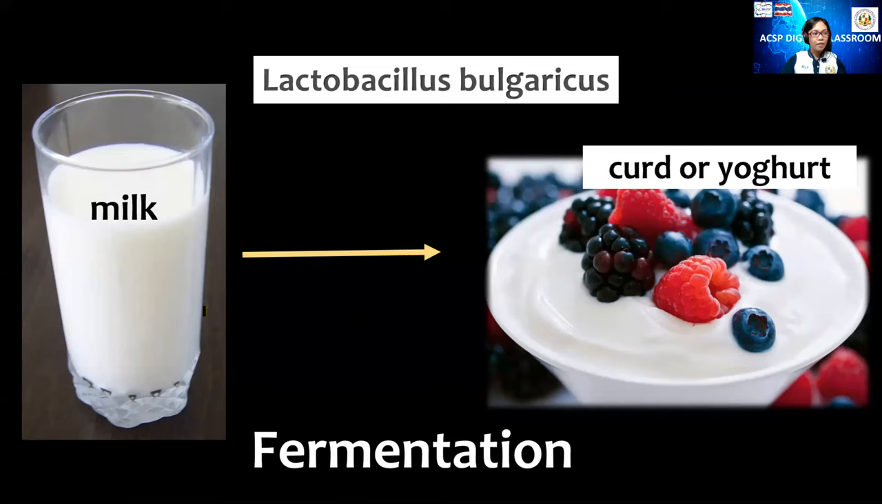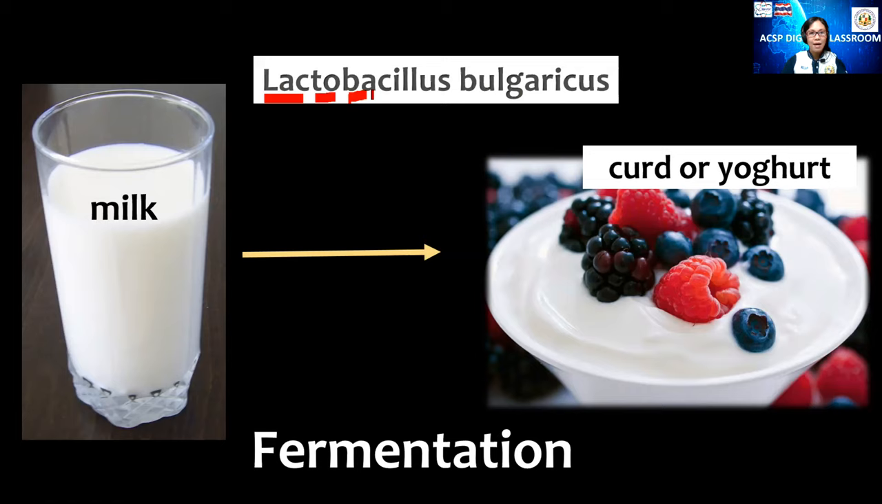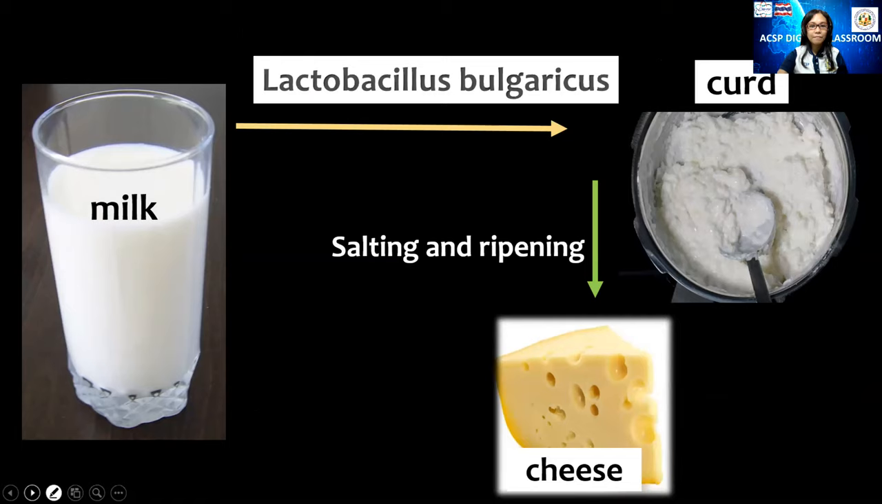And this lactic acid forms curd or yogurt from milk. So the yogurt that you can buy from the groceries uses bacteria. What is the name of that bacteria in yogurt? That is Lactobacillus bulgaricus. Okay, that is the name of the bacteria. Can you read it? Lactobacillus bulgaricus. Okay, that is the name of the bacteria that you can find in curd or yogurt. And that process is fermentation.